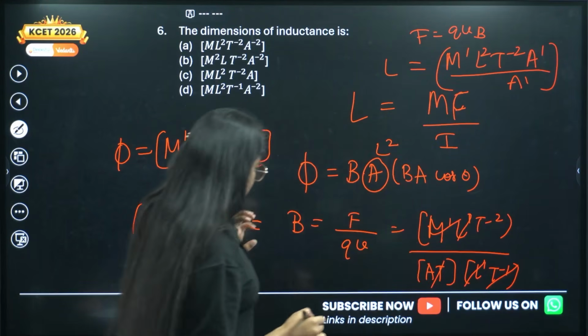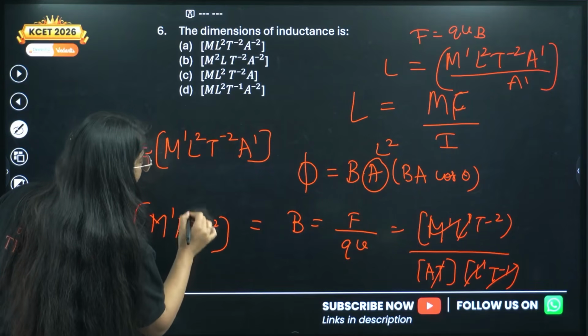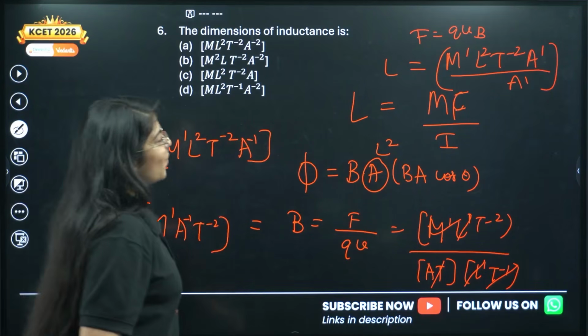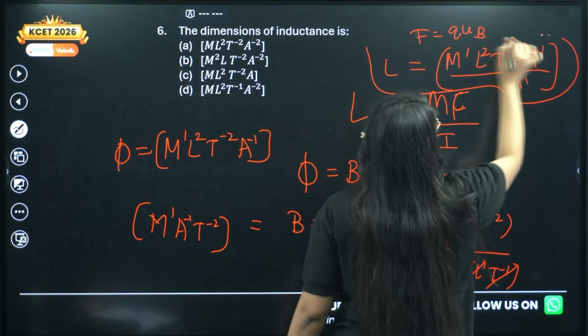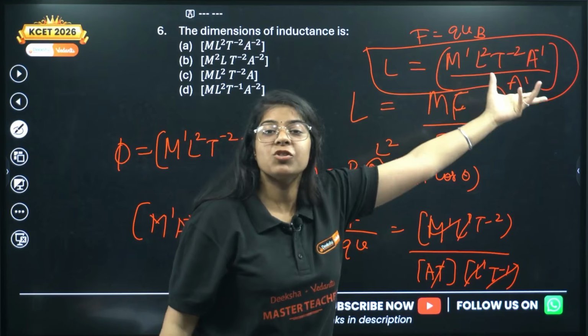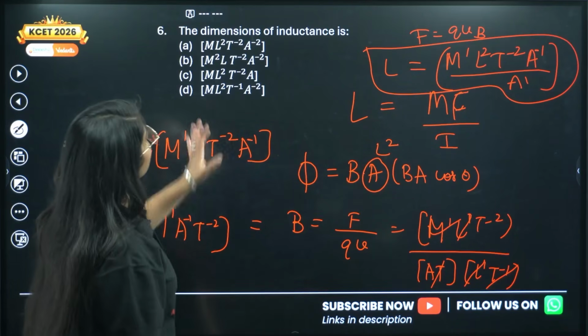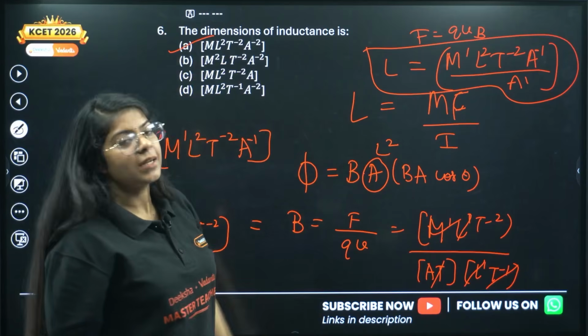Is there some mistake? Let me just see. Okay, so here is A1. When it goes up, it becomes minus 1. So here is minus 1, minus 1. So this whole term becomes what? M1 L2 T minus 2 A minus 2. Correct? So the correct option will be M1 L2 T minus 2 A minus 2.